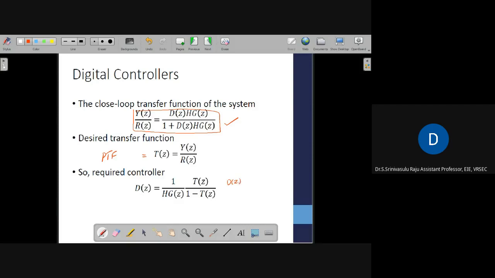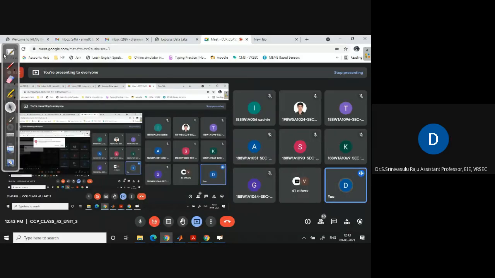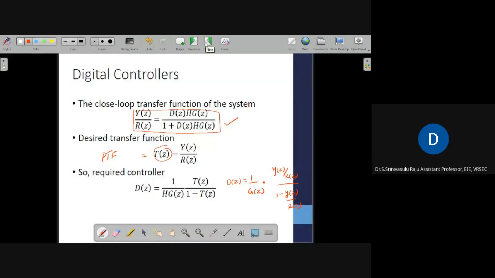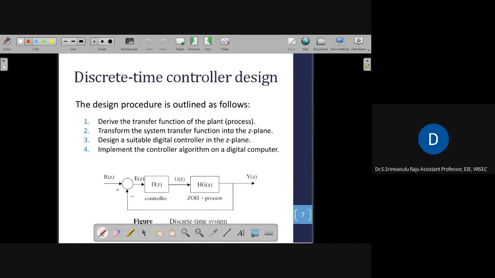Now the required controller is D of Z. We have this formula: 1 by G of Z multiplied by Y of Z divided by R of Z, over 1 minus Y of Z divided by R of Z. So we know this formula. Here Y of Z by R of Z is replaced with T of Z, so D of Z is 1 by HG of Z multiplied by T of Z by 1 minus T of Z. We are seeing everything as known data. We can go fast, and if you have any doubts, you can ask me at any time. But please interact with this class.